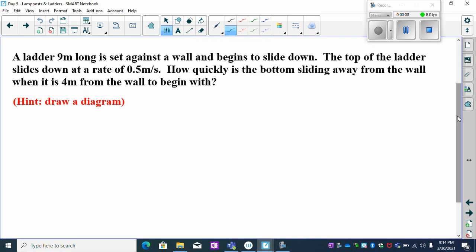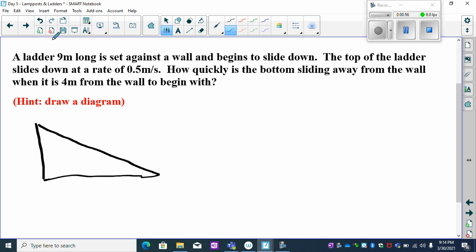All right? So in these types of problems, we will always draw a diagram. So what I'm going to do here is set up my wall and the ground and my ladder. And you can see that I've created a right triangle. I'll call this side Y. I'll call this side X. Notice I'm giving those variables because those things are changing.